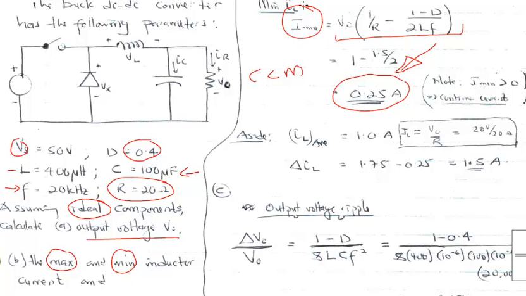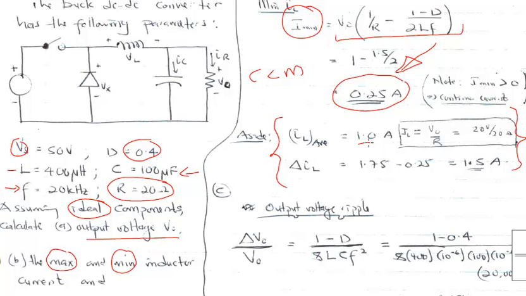The last part of the question is to find the output voltage ripple. You can see that I've done some side calculations over here. These side calculations are finding the IL average. The IL average is the same as the average current through the load. And how do we calculate that? The average current through the load is the output voltage, which we calculated earlier, divided by the resistance. When you do that, you get 1 amp. Therefore, the average current flowing through the inductor is equal to 1 amp.